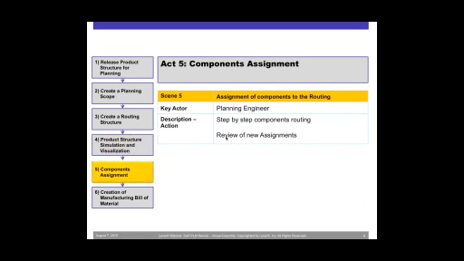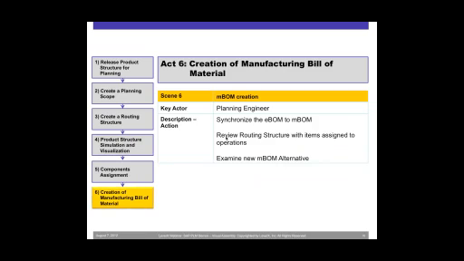And in the fifth act, we'll see the planning engineer take a step-by-step component looking through the routing and review of new assignments. And in the final step, the planning engineer will synchronize the EBOM to the MBOM, the engineering BOM to the manufacturing BOM, review the routing structure and items assigned to the operations, and examine the new manufacturing BOM alternative.